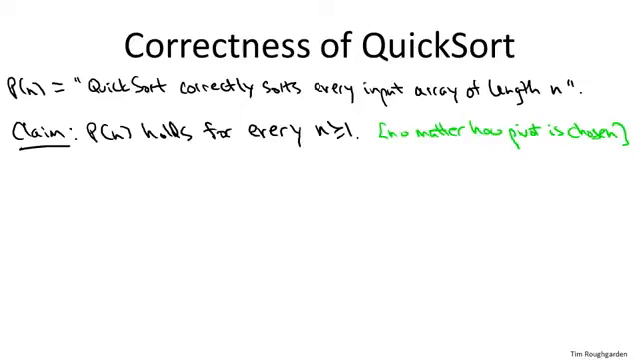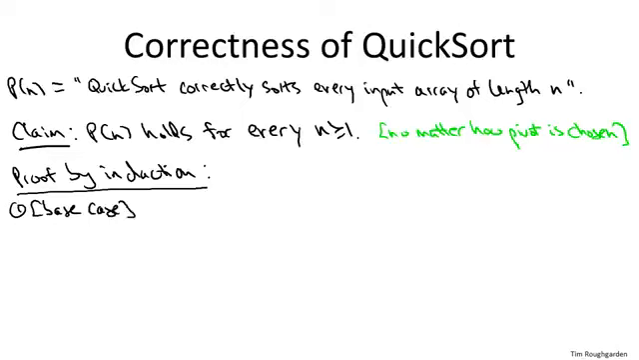So let's proceed by a proof by induction. For the base case, when n equals 1, this is a fairly trivial statement. Then we're just talking about inputs that have only one element. Every such array is already sorted. Quicksort when n equals 1 just returns the input array. It doesn't do anything, and that is indeed a sorted array that it returns.